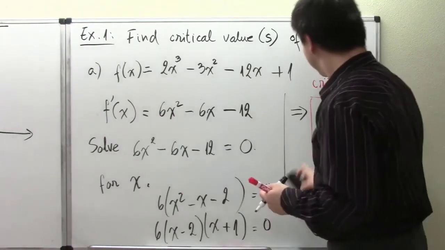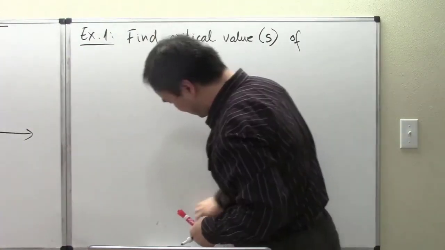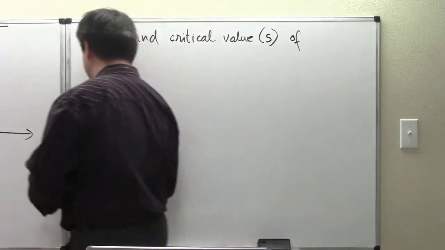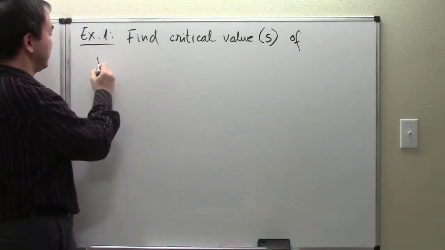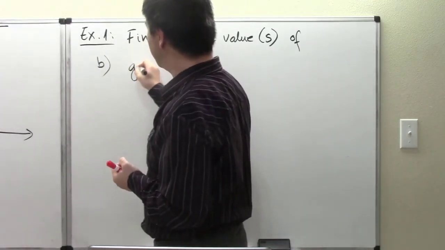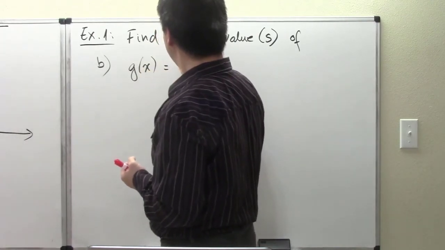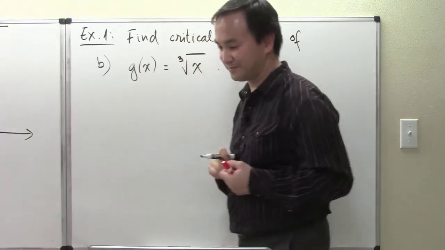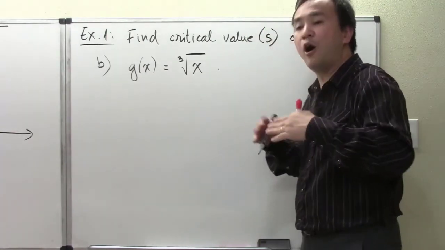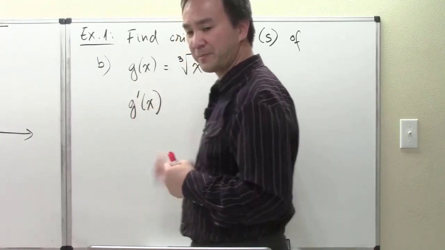So now let me look into another one. All right, so I am going to look at part B of our example. So how about in this example, I'm looking at g of x equals cube root of x. So once again, to be able to find all critical values, we have to first start out by taking the derivative of our function.